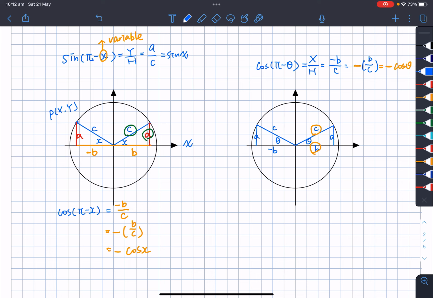So use this method, you will find out how about tangent. Tangent pi minus theta, tangent equals y coordinate over x coordinate, right? In the second quadrant, y over x should be equal to a over negative b, right? Therefore, equal to negative a over b. Convert to first quadrant. In the first quadrant, a over b equals tangent theta. So you will get tangent pi minus theta equal to negative tangent theta.